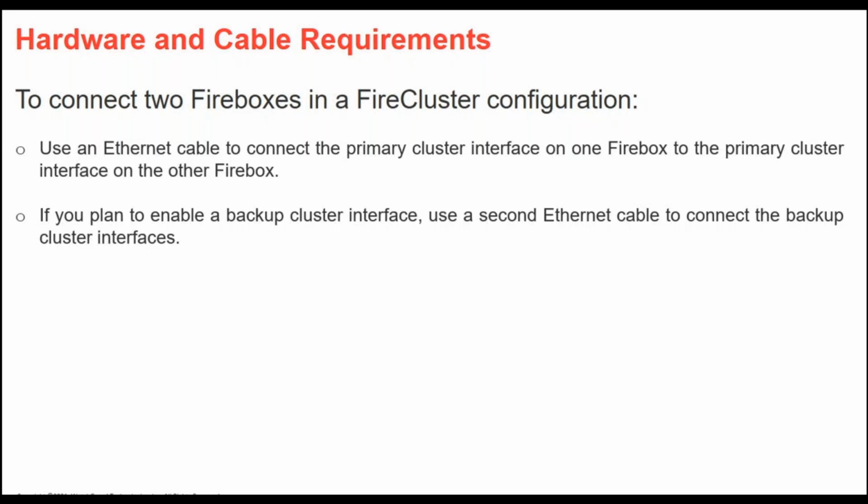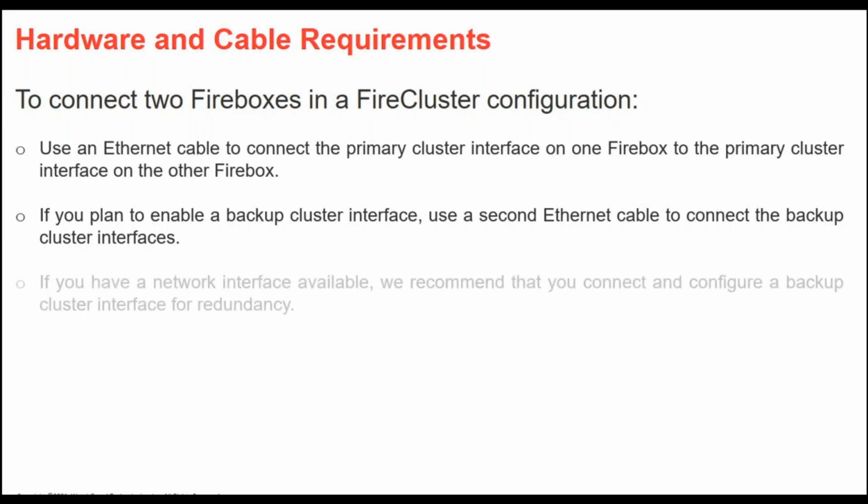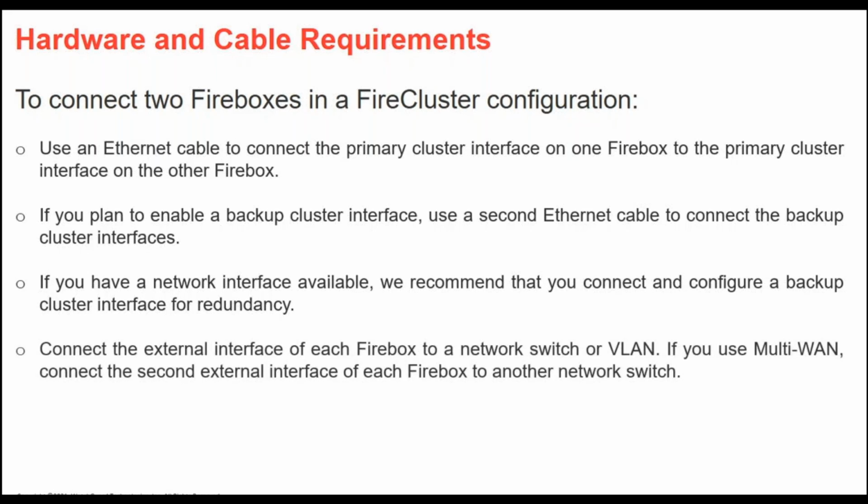Just in case the first one has a faulty port or a faulty cable, then you have the second one. If you have a network interface available, we recommend that you connect the backup cluster interface. Connect the external interface of each firewall to the network switch or VLAN. If you use multi-WAN, connect the second external interface of each Firebox to another network switch.